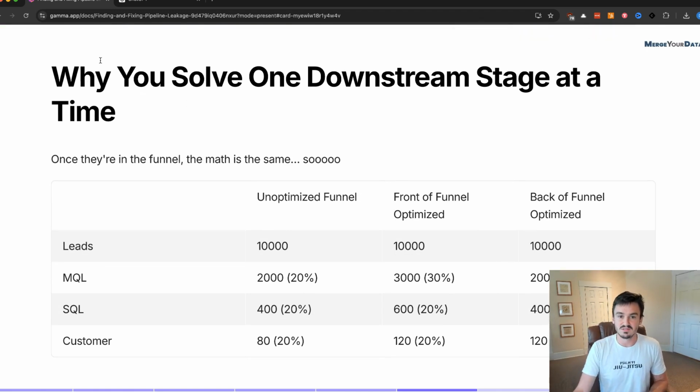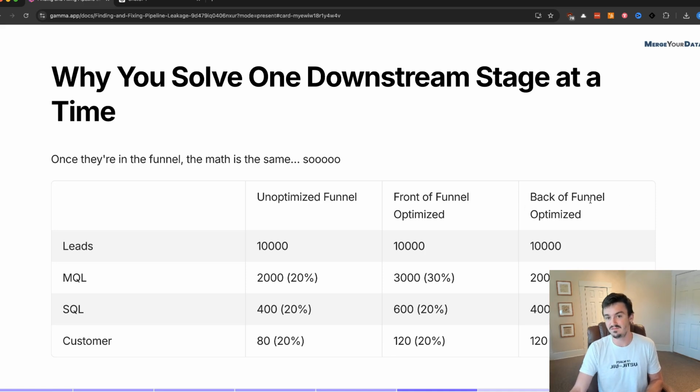So, like I said, we're going to talk about why you solve one downstream stage at a time. Once they're in the funnel, the math is the same. You look at the unoptimized funnel, the original starting point. We have 1,000 to 2,000 to 400 to 80. It's 20% conversion along each stage. If we optimize the front of the funnel, we're going to get 3,000 MQLs, 600 SQLs, and 120 customers. So we increase from the unoptimized funnel.